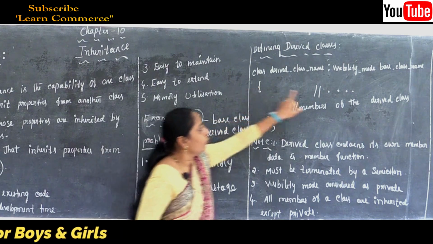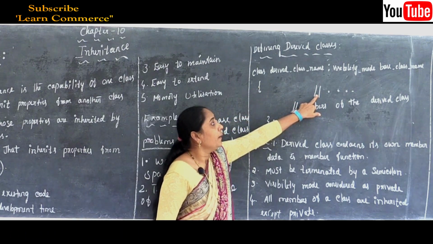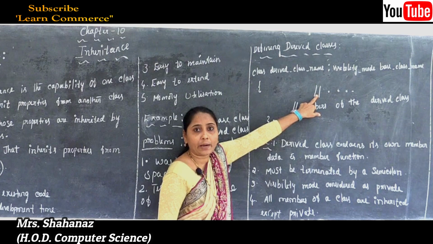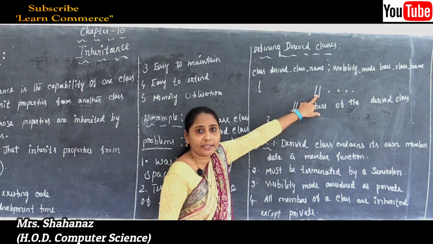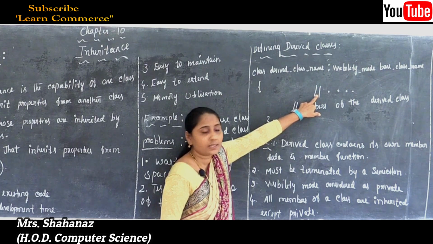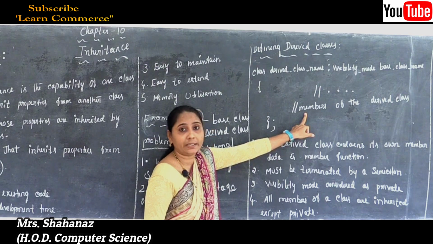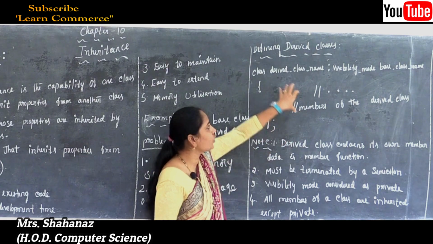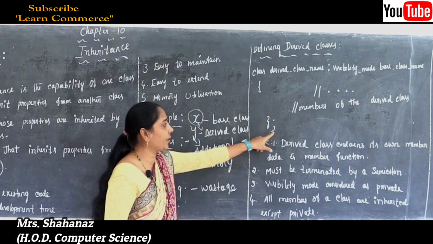Then we know why. Because while inheriting, the derived class contains or shares the properties of the base class, as well as its own features also. So we need to write the opening and closing of the flower bracket, and a semicolon.